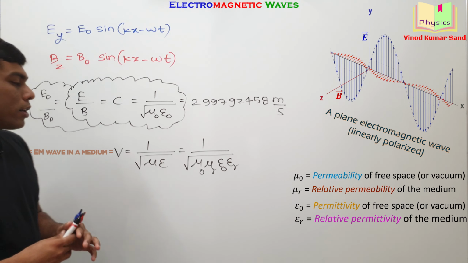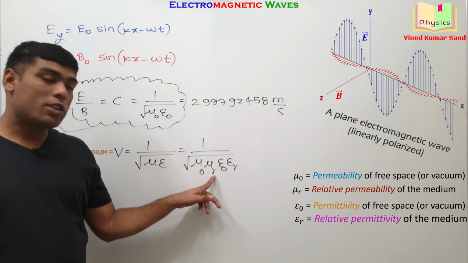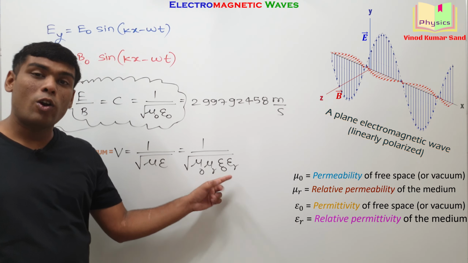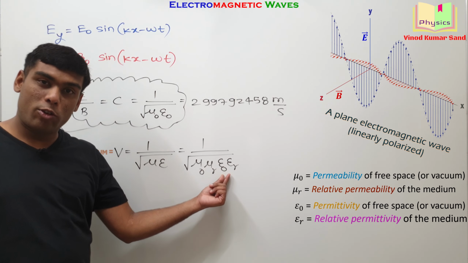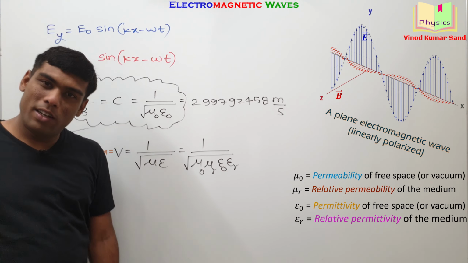Okay, what is mu naught? Permeability of the vacuum. What is mu r? Relative permeability of the medium. What is epsilon naught? Permittivity of the vacuum or the free space. And what is epsilon r? Relative permittivity of the medium.